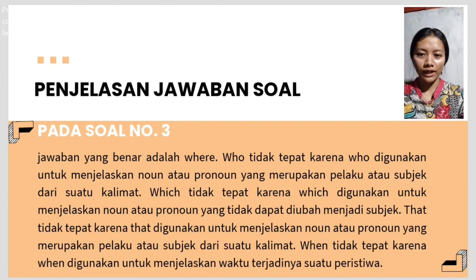In question number 3, the correct answer is where. Who is not appropriate because who is assigned to explain a noun or pronoun that is the doer or subject of a sentence. Which is not appropriate because which is assigned to describe a noun or pronoun that cannot be changed into a subject. That is not appropriate because that is assigned to describe a noun or pronoun that is the doer or subject of a sentence. When is not appropriate because when is assigned to describe the time of an event.